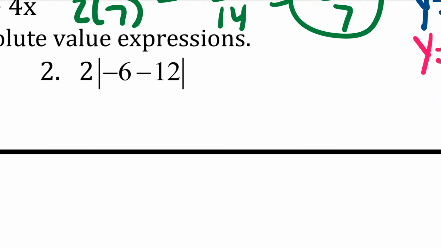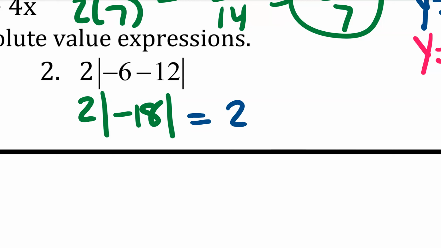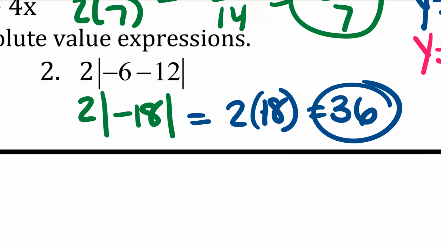Same thing with number 2. Number 2 has a 2 on the outside though, and we treat this like parentheses, so we're going to do the inside first. Negative 6 minus 12 is negative 18. So I have the absolute value of negative 18, which is positive 18. So 2 times positive 18 is 36.